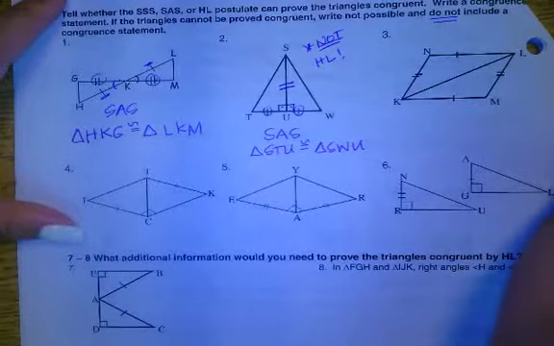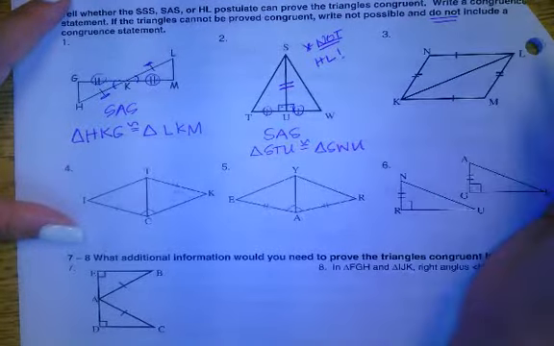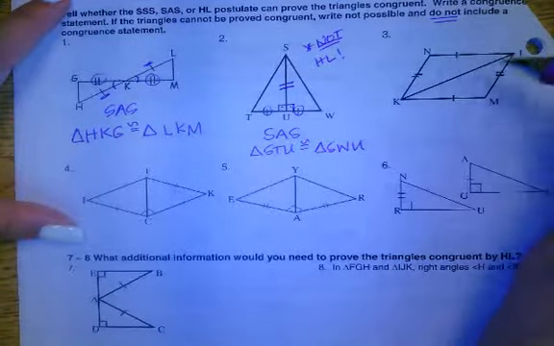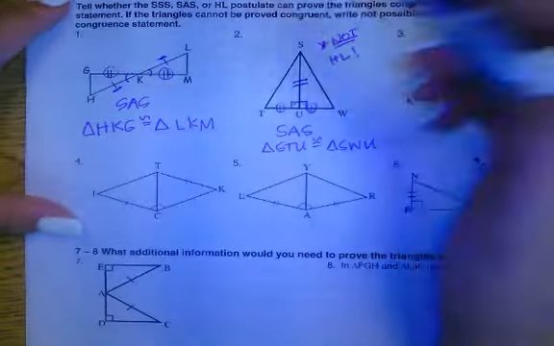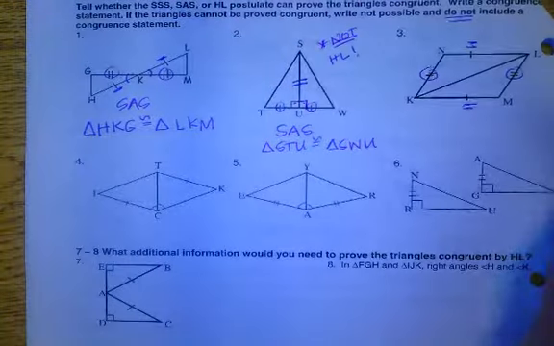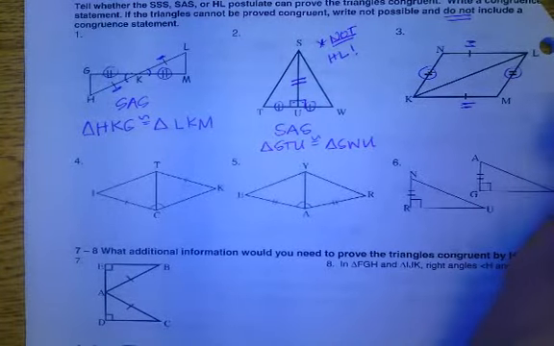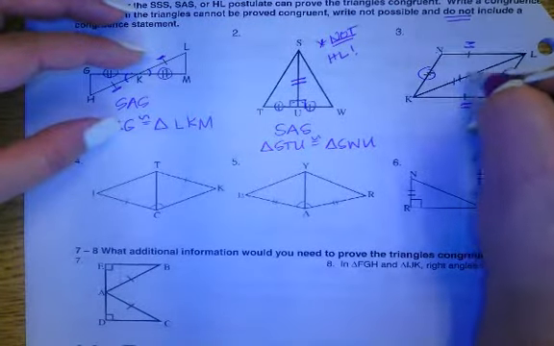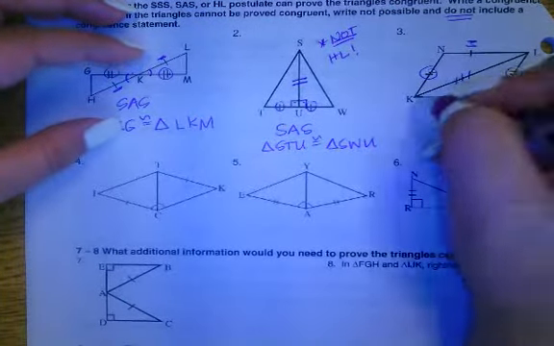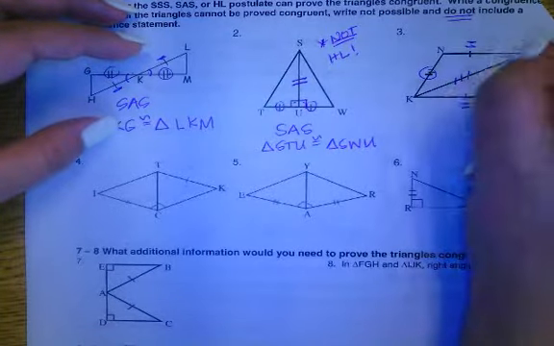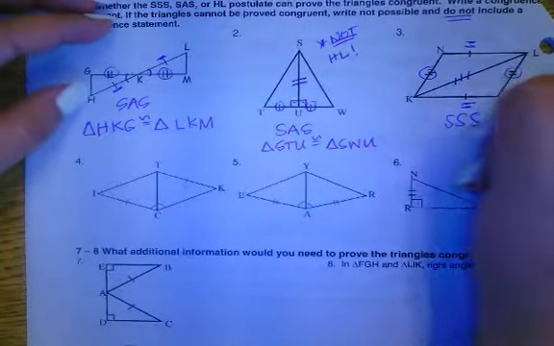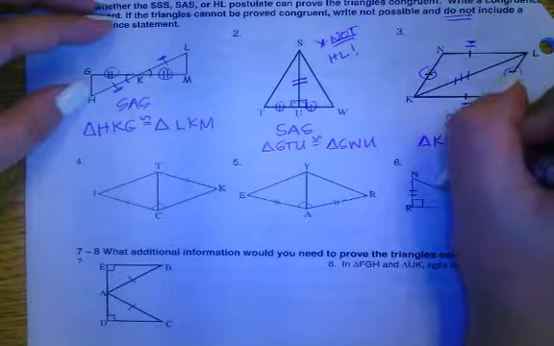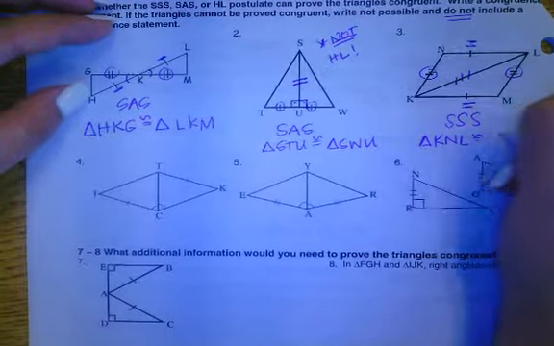Number 3. Okay, so far we've been given two sets of congruent sides. So it's again SSS or SAS. Can we prove another set of sides congruent? Yes, KL, because KL is the same for both triangles. Therefore, number 3 is congruent by side, side, side. Triangle KNL is congruent to triangle LMK.